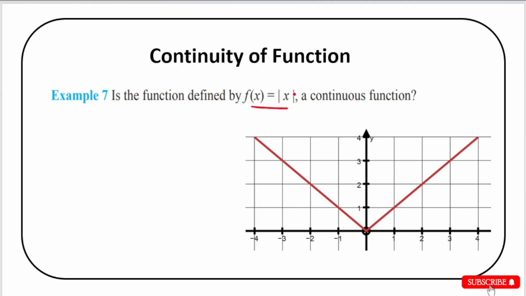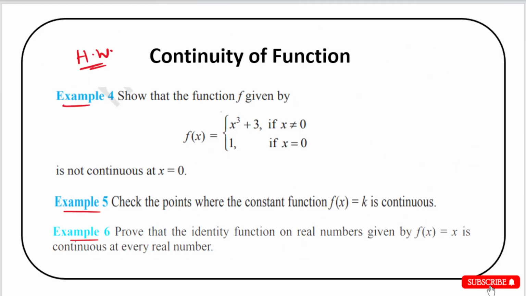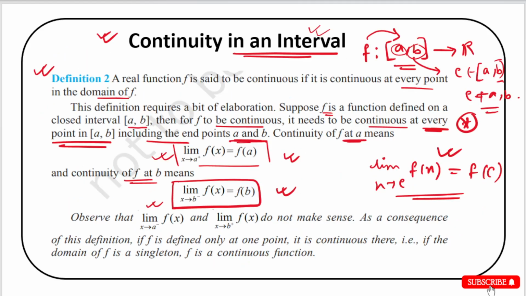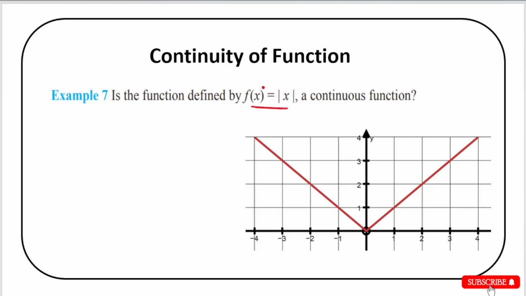So the function is f(x) is mod x. Is it a continuous function? Now previously, if you have seen, I have shown that the function is continuous at the point x equals 0. This has already been proved. So what else do you have to show? You have to show that f(x) is continuous. So at this point this function is continuous at 0. So I have to show that this function is continuous here, that is in the range x greater than 0, and also you have to show that this function is continuous at the points when x is less than 0.